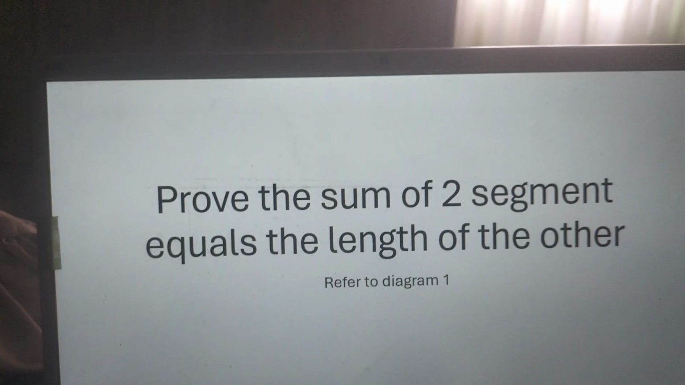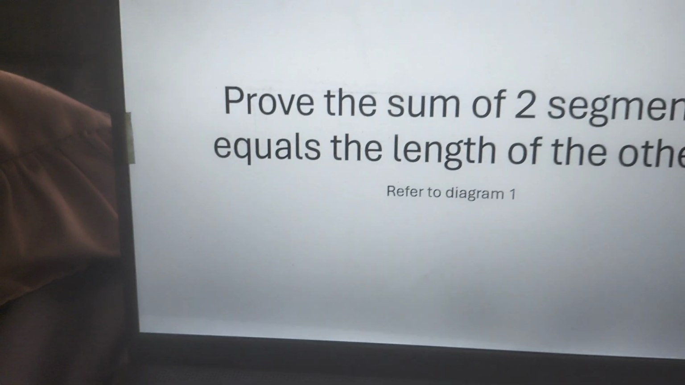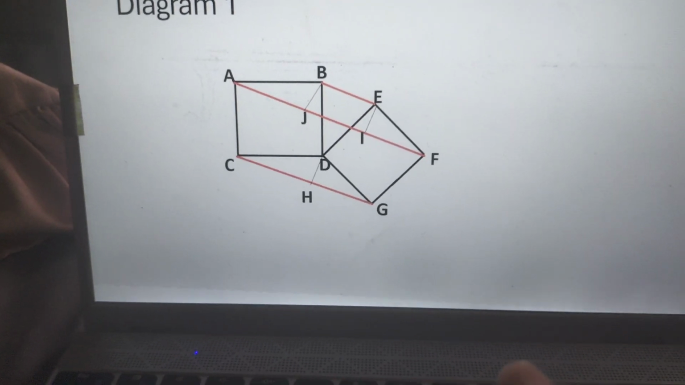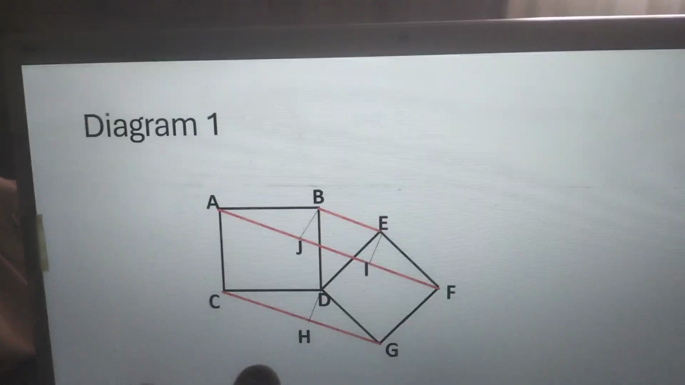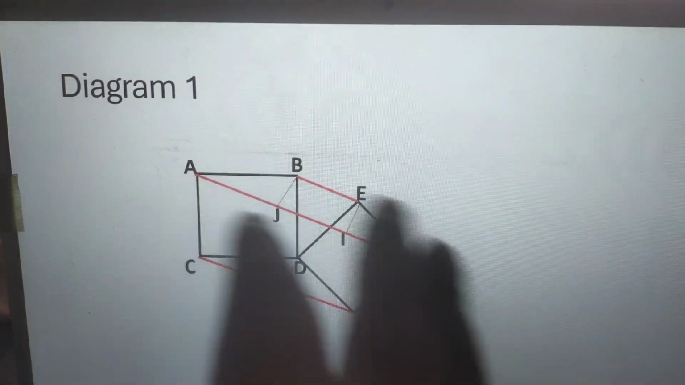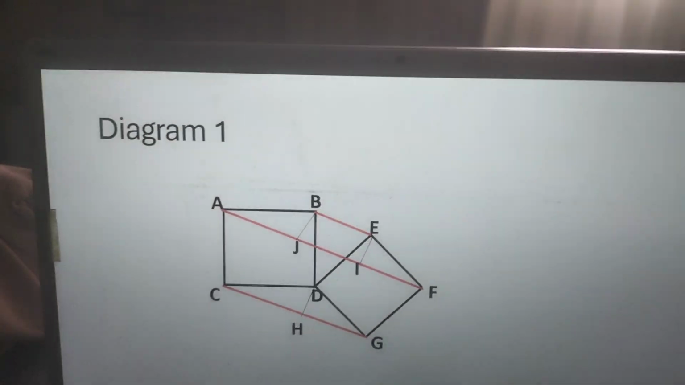Yeah, I'm just going to do this question. It's proving the sum of the two segments that are equal to the length of the other, right? So this is going to be the diagram we're going to use. I'm going to just say quickly, we're going to prove CG plus BE equals AF. You'll see the maths later on.